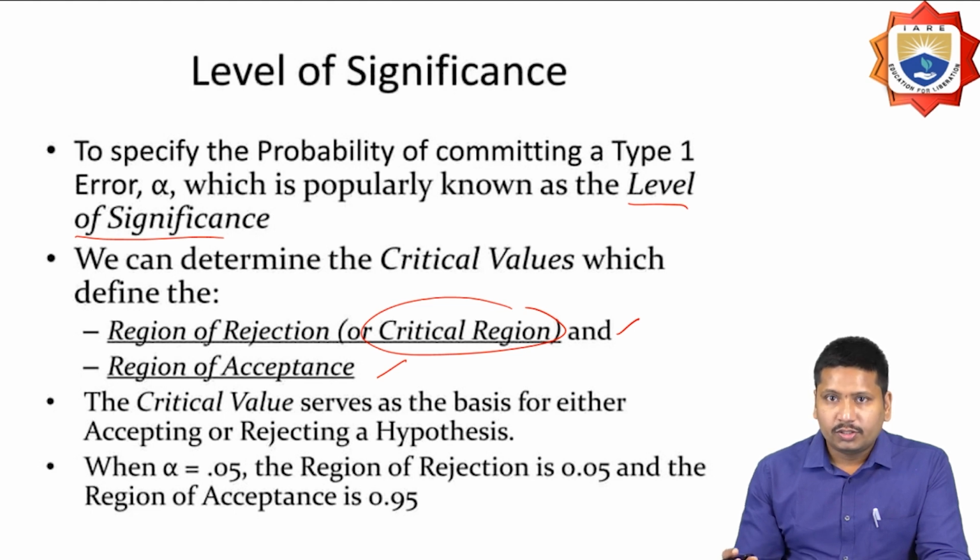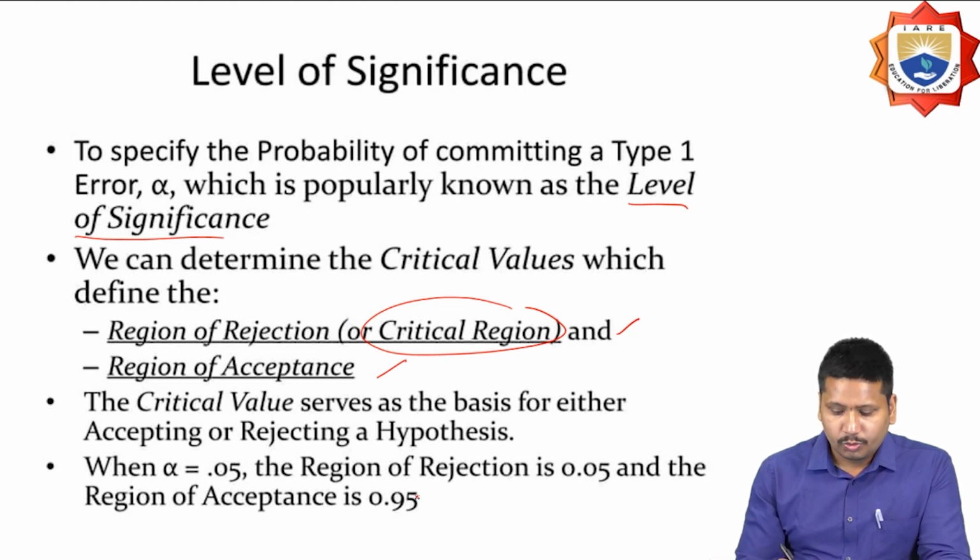So when alpha is equal to 0.05, what we call the region of rejection, and the region of acceptance should be 0.95.